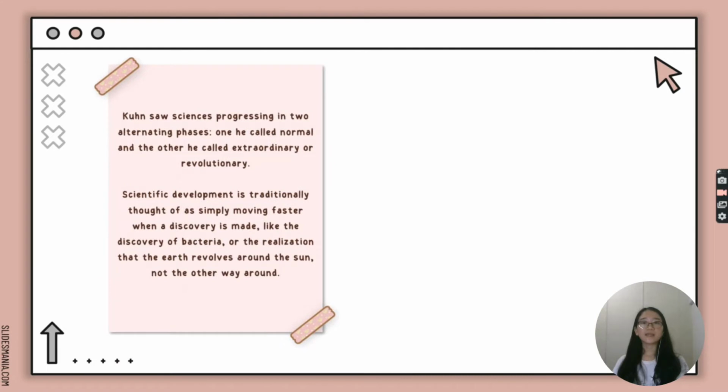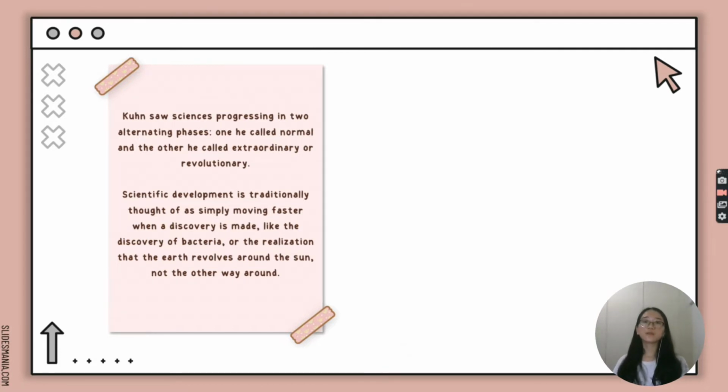Thomas Kuhn saw science progressing in two alternating phases. One he called normal and the other he called extraordinary or revolutionary. Scientific development is traditionally thought of as simply moving faster when a discovery is made, like the discovery of bacteria, or the realization that the Earth revolves around the Sun, not the other way around.